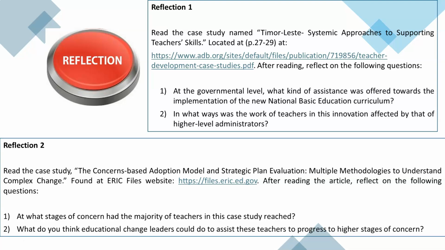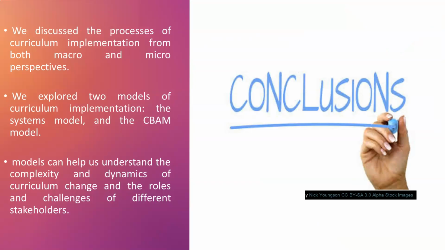In conclusion, this lecture highlighted the processes of curriculum implementation from both macro and micro perspectives. We have also explored 2 models of curriculum implementation, the systems model and the CBAM model. These models can help us understand the complexity and dynamics of curriculum change and the roles and challenges of different stakeholders. We have also reflected on some case studies that illustrate how these models can be applied in different contexts.